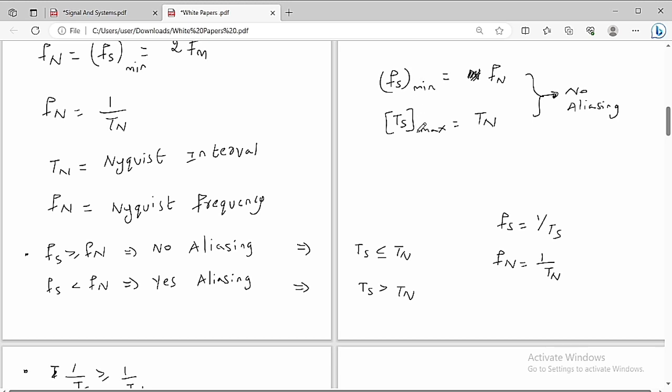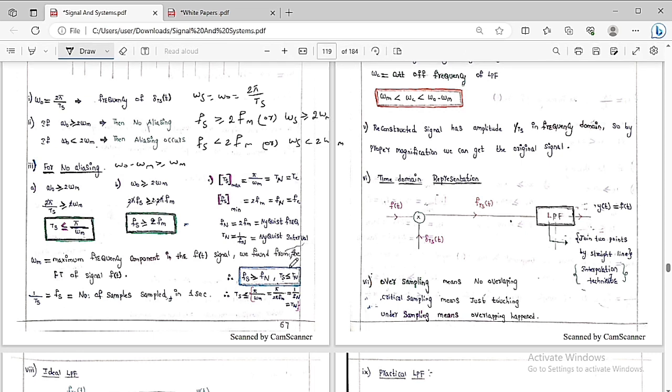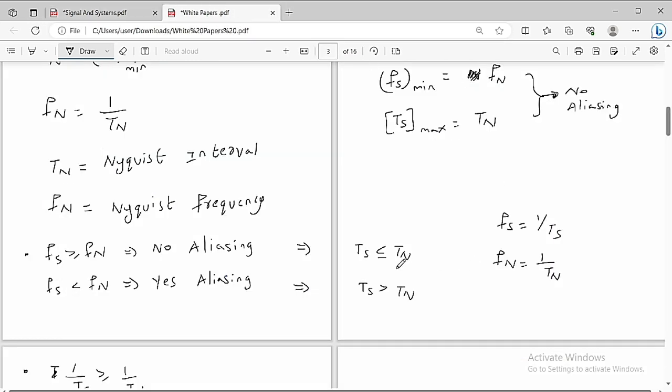This is a point you always have to keep in mind. Frequency is minimum and time period is maximum, because Fs is equal to 1 by Ts. If frequency is minimum, the time period will become maximum. So therefore, Fs is always greater than or equal to Fn. I already told you, the sampling frequency is always greater than or equal to the Nyquist frequency, and Ts is always less than or equal to Tn. I already proved it. So Fs is greater than or equal to Fn for no aliasing, as well as Ts less than or equal to Tn.